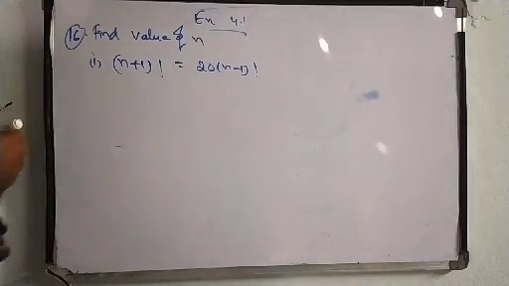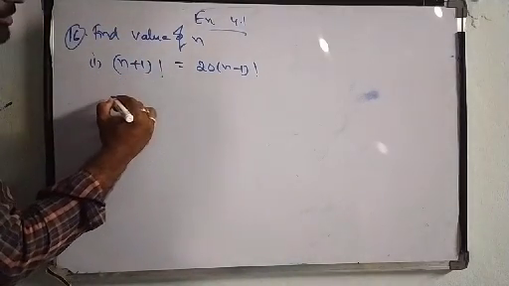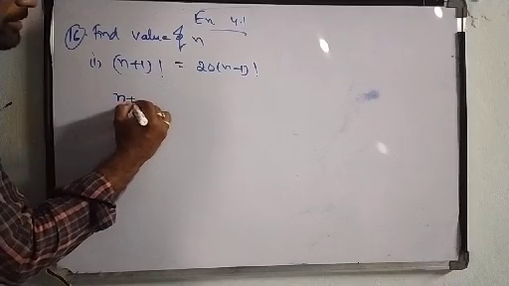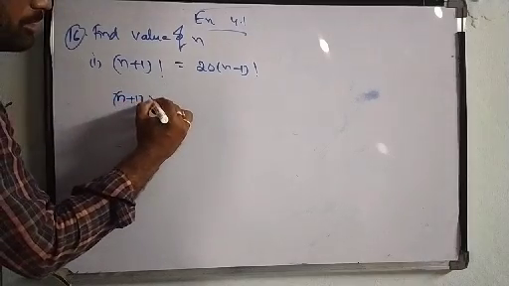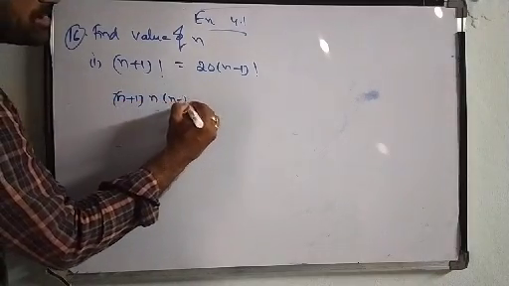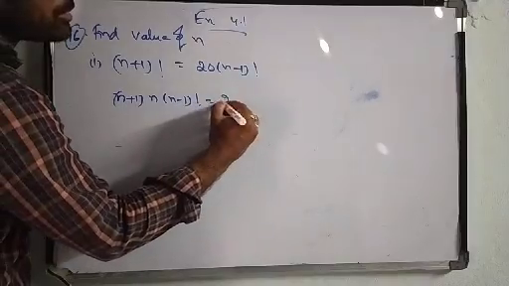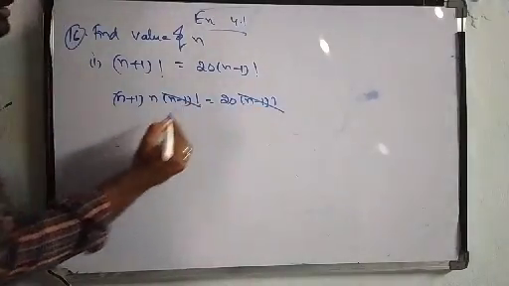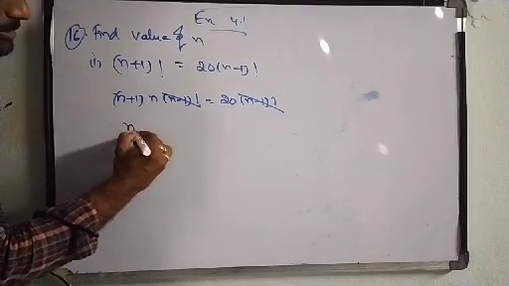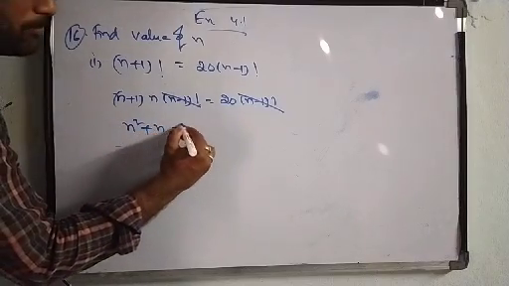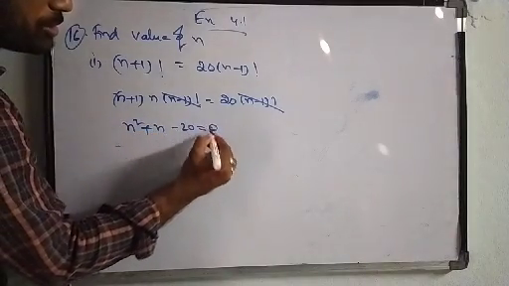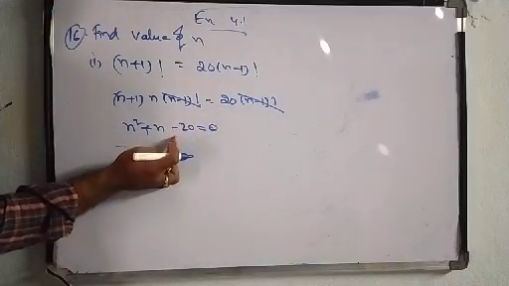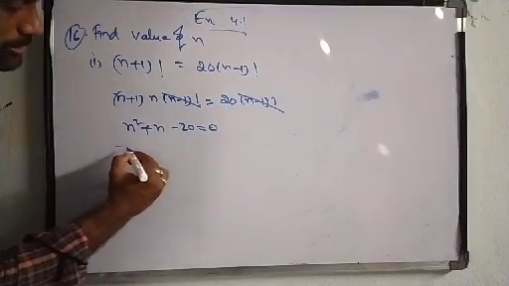Let us start solving this, finding the value of n. So n plus 1 factorial, if I expand, it will be n plus 1 into n into n minus 1 factorial, equals 20 into n minus 1 factorial. N minus 1 factorial gets cancelled. So n square plus n minus 20 is equal to 0. Plus 20 transposed, it will be minus 20.